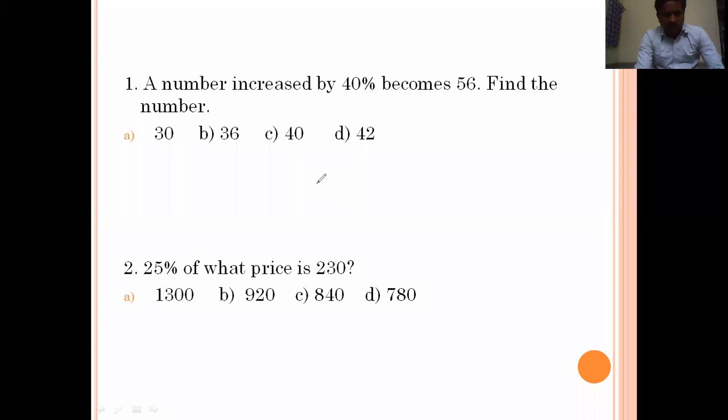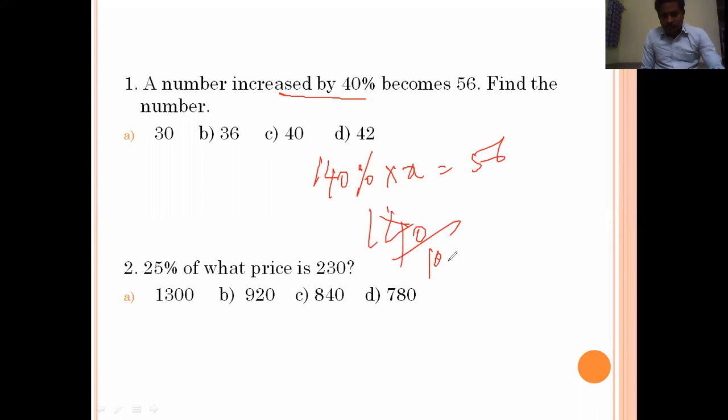A number increased by 40% becomes 56. Find the number. A number increased by 40% means 140%. So 140% of that x value equals 56. Increase means add to 100. Decrease means subtract from 100. In the case of percentages, 140% means 140 by 100 into x equals 56.